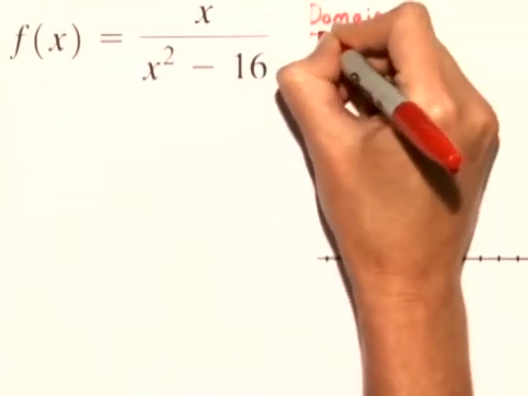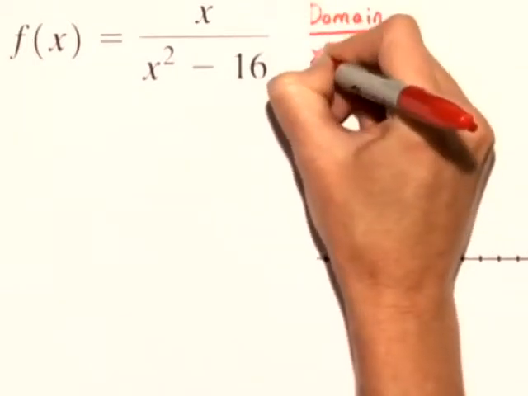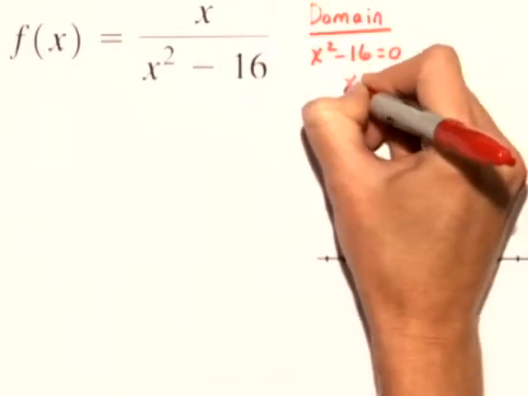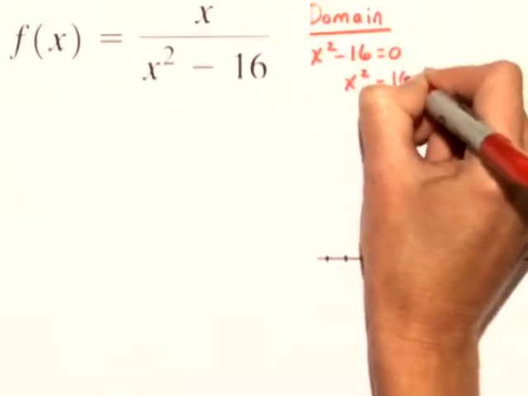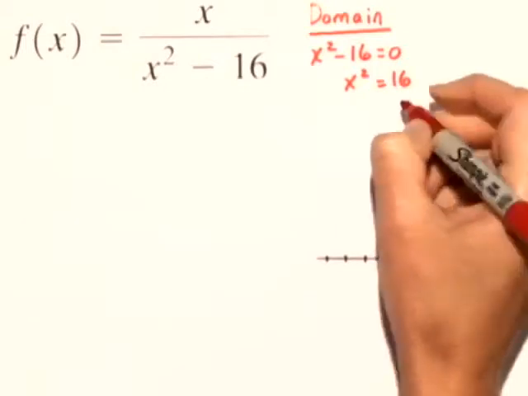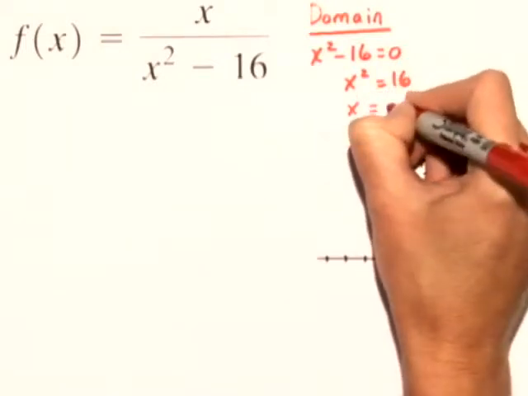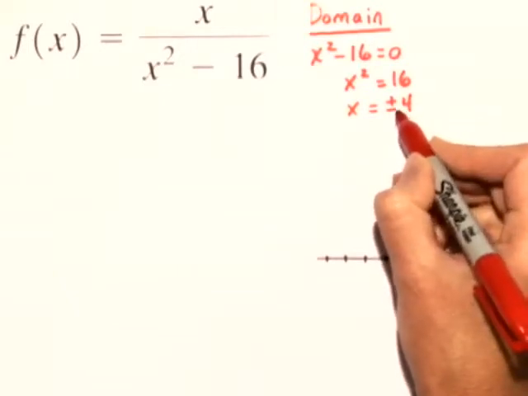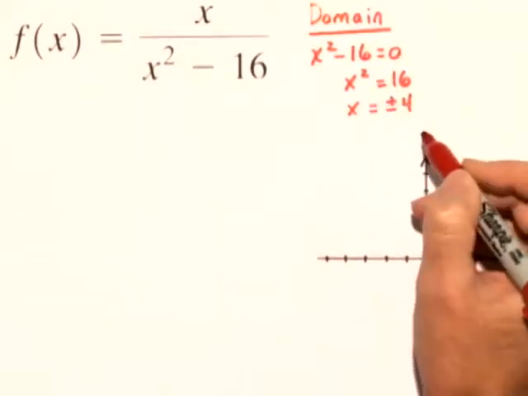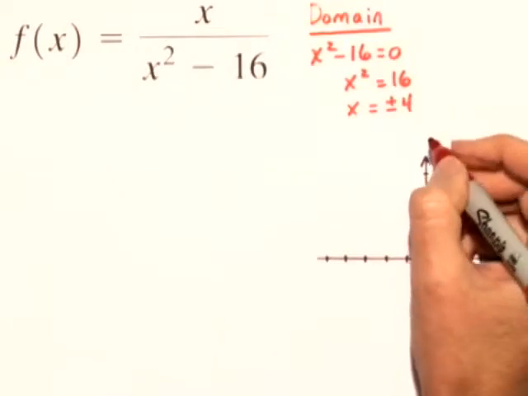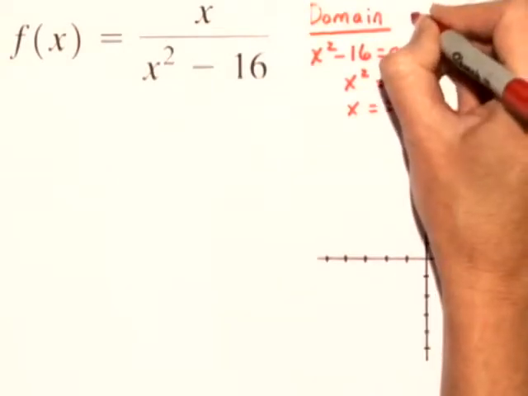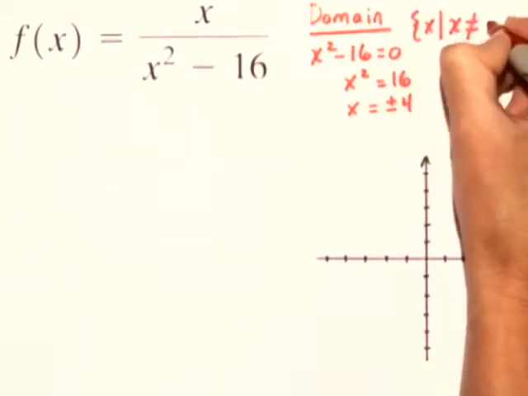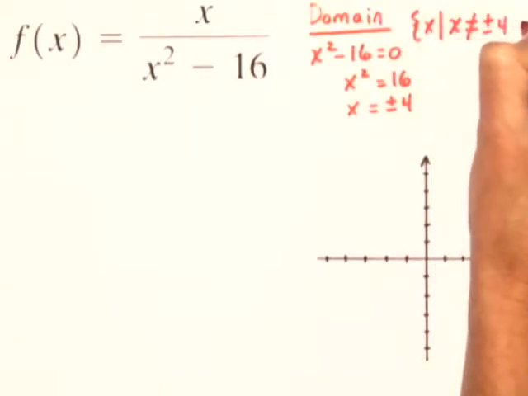In order to find the domain, let's set the denominator equal to 0. When we solve this, we get x squared equals 16. By taking the square root of both sides, we get x is equal to plus or minus 4. So these are the two values that will make the denominator 0, so we need to exclude them from the domain. So our domain is the set of all x such that x is not equal to positive or negative 4.